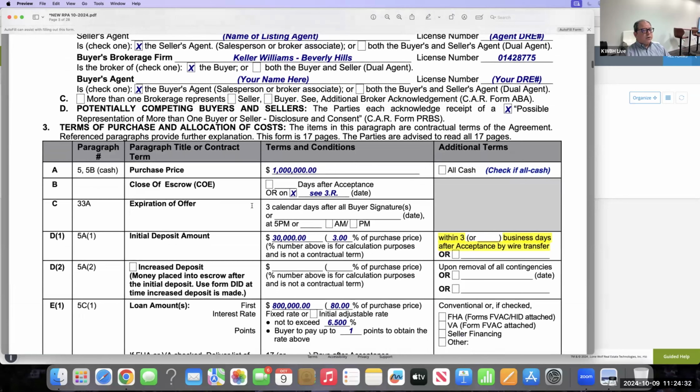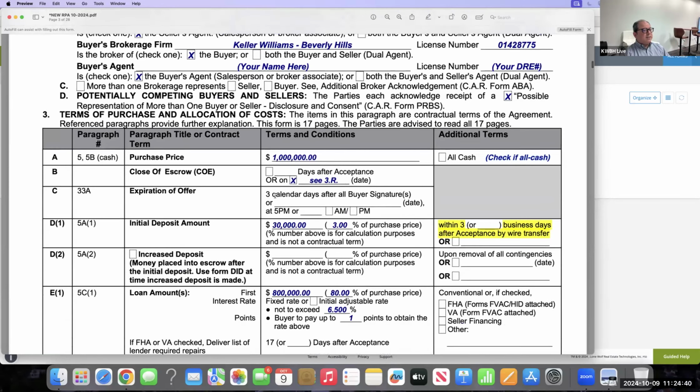All right, expiration of offer: it's automatically going to expire 3 calendar days after the last signature, so once the last buyer signs. Now, keep in mind that sometimes you're going to be writing an offer on a property that says offers are due by a certain date, right? That date might be 2 weeks from now.